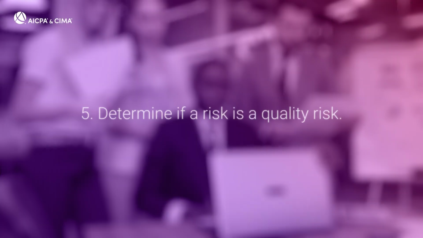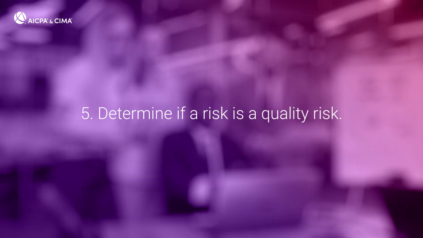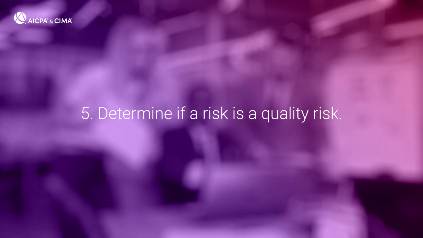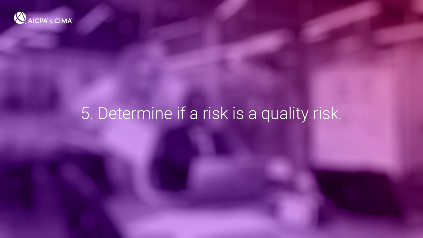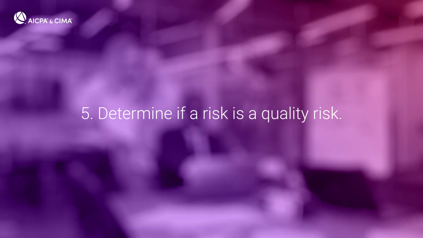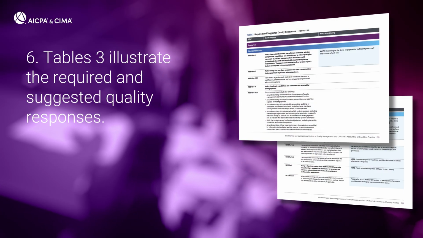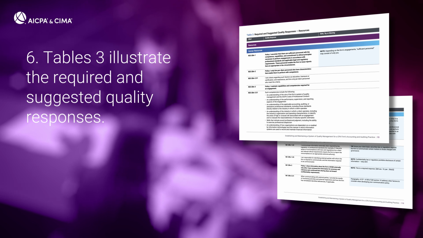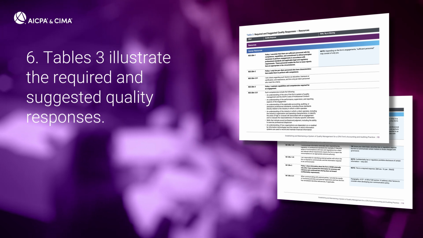5. Determine if a risk is a quality risk by assessing the likelihood of the risk occurring and the impact that the risk could have, whether individually or in combination with other risks, on the firm achieving one or more quality objectives. 6. Tables 3 illustrates the required and suggested quality responses. The supplemental Excel spreadsheet is pre-populated with the required responses, and some suggested responses that may apply to many firms.